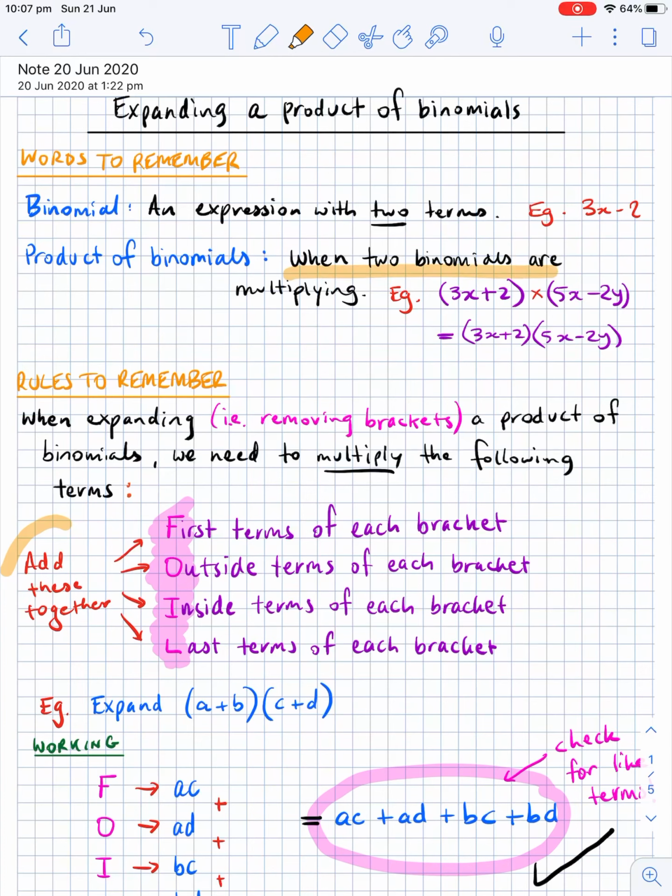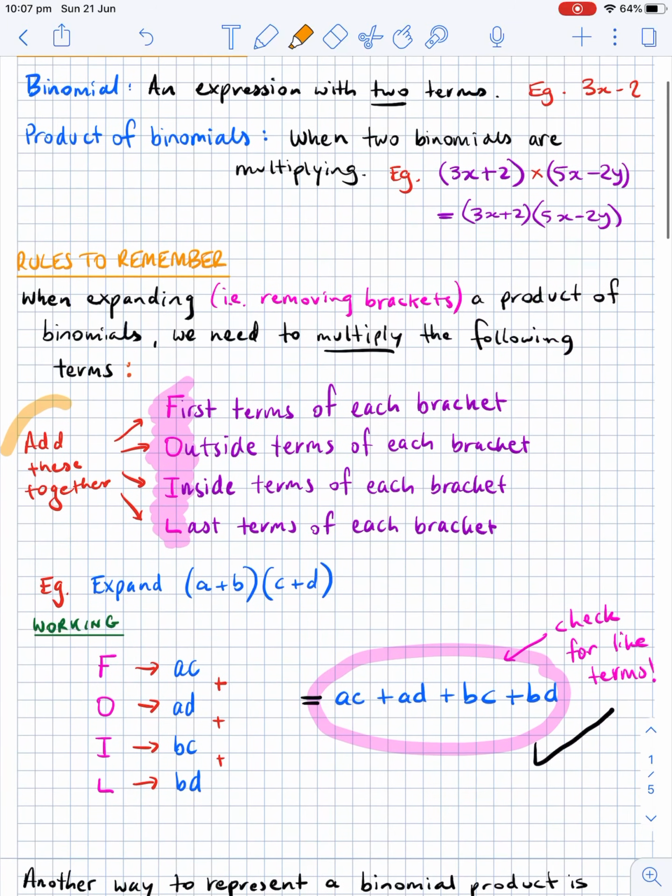So when two binomials are multiplying, the word product means multiplication. So for example, here you can see this is a binomial and this is a binomial, and they are multiplying with each other. And this forms this sort of expression. We don't need to show this multiplication sign. So when you've got a product of binomials, it typically looks something like this. Each bracket will have two terms inside it, and we want to multiply these expressions together.